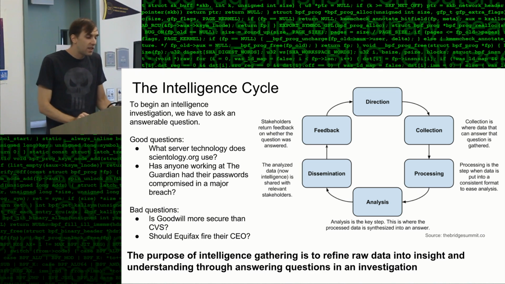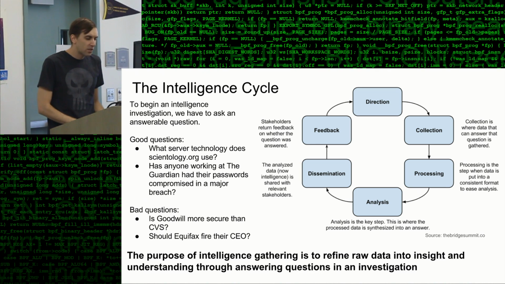So in order to begin the investigation, which is what this is, every search through Maltego should be seen as an investigation, you have to ask a good question. A good example would be, what server technology does Scientology.org use? We can see exactly what they use. It's a definitive question that has an actual answer, and it's relatively simple to actually go and look. Has anybody working at The Guardian had their passwords compromised in a major breach? That one's harder, but it's a question we can definitely answer, depending on what kind of data we pull.